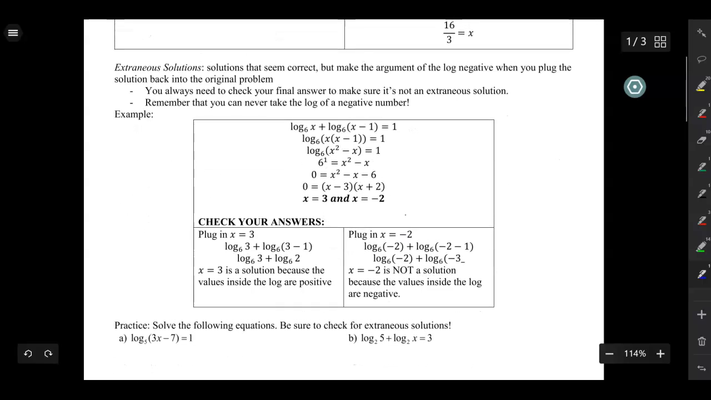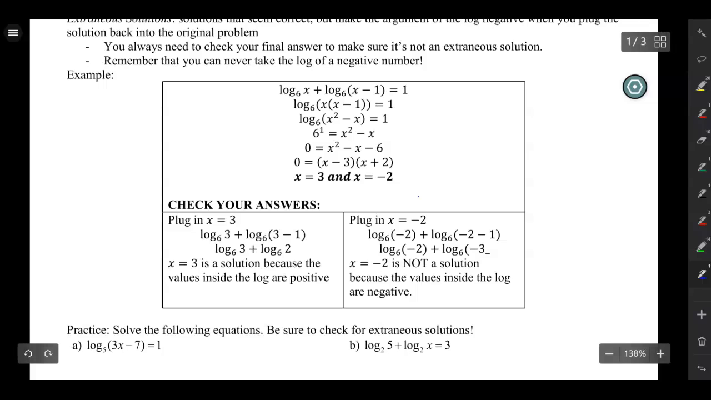So let's take a look at this example right here. If I have log base 6 of x plus log base 6 of x minus 1 is equal to 1, I'm going to start by condensing that logarithm into one log using the product rule. Then I'm going to simplify, so I have log base 6 of x squared minus x is equal to 1. Then I'm going to rewrite it as an exponential, so 6 to the 1st power equals x squared minus x.